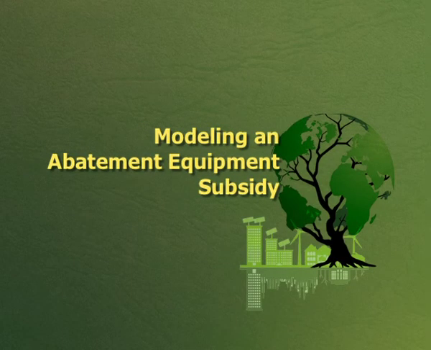Modeling an abatement equipment subsidy. An abatement equipment subsidy is a payment aimed at lowering the cost of abatement technology. In fact, subsidies are negative taxes. They have a similar incentive mechanism to pollution charges, except they are payments for not polluting. To be more precise, in the case of a pollution charge you pay tax for pollution, and in the case of a subsidy you get a reward for not polluting.